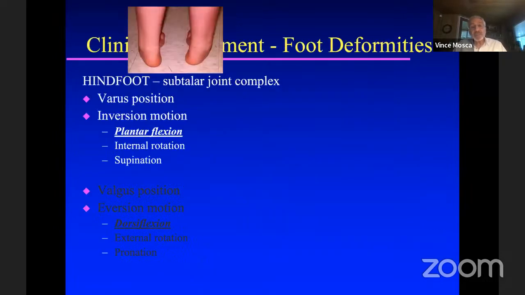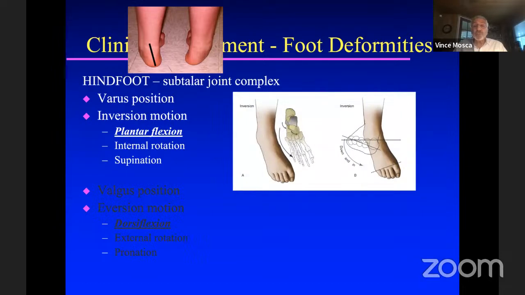So let's make this maybe a little bit more simple. That's hindfoot varus. Varus means that one part of the anatomy is angled inward toward the body compared with the next most proximal part. So you can have varus at the knee, genu varum, where the tibia is angled inward from the femur. We all know that.